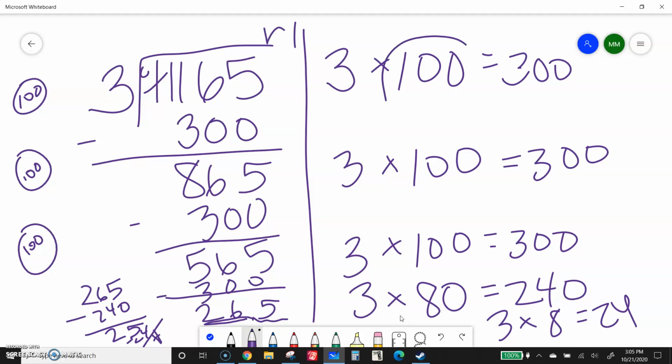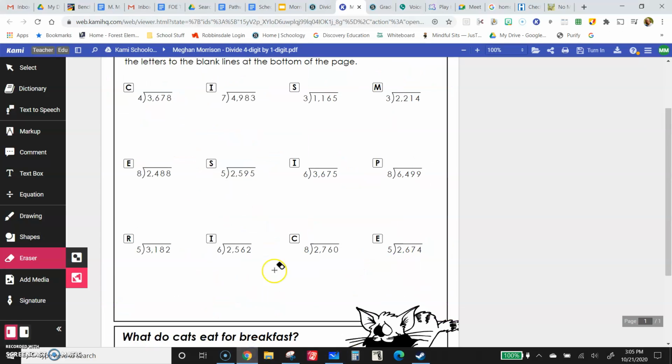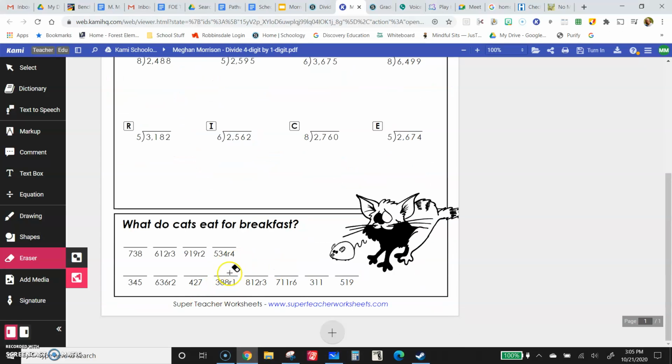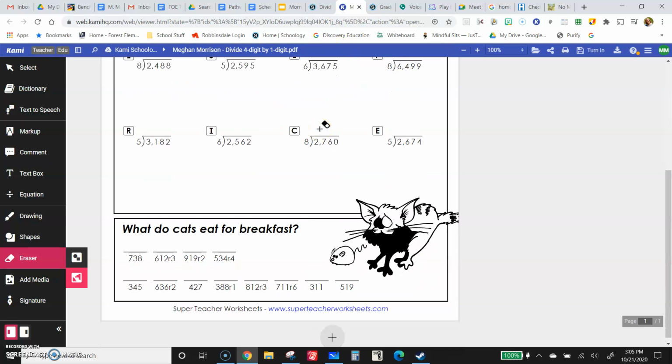So I know I'm going to have remainder 1. Now I need to see how many I put into each group. 100, 200, 388. So 388 remainder 1. If you wanted to do the puzzle, then you could come down here and say, 388 remainder 1. That was S. So I know I'll have an S right there.